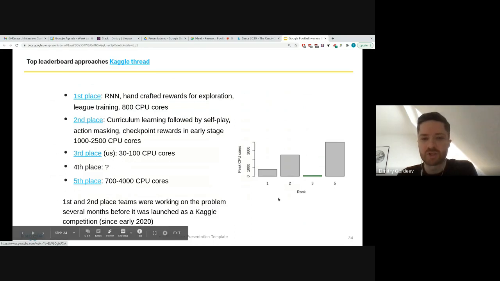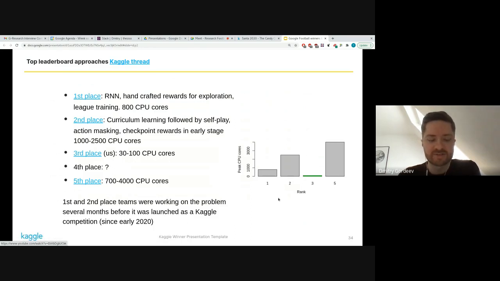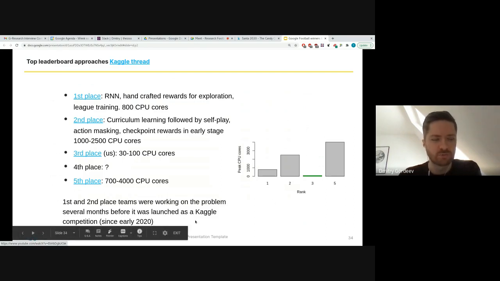After the competition ended, we actually realized that our approach was quite a good idea, because exactly these two teams had a very heavy hardware setup, which we could not match. The first team used 800 CPU cores to do acting. The second one had, at peak times, 2,500 CPU cores.